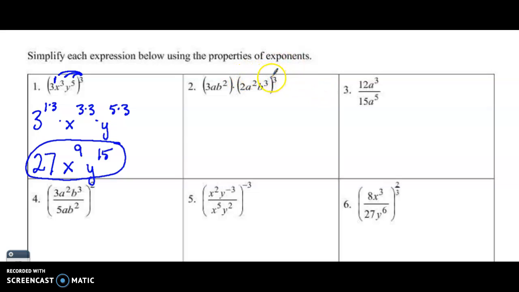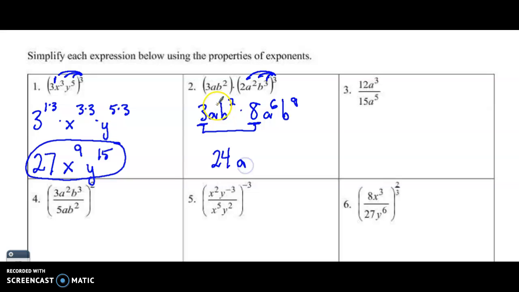Same thing with the next one. Again, notice that I'm doing the power to a power first. That's just how I prefer doing the problem. You don't have to do it my way. But 2 to the 3rd power is 8. Becomes a to the 6th, b to the 9th. Again, I'm multiplying those exponents. And then when I multiply, the coefficients are multiplied together. So this is 24, and I add my exponents. A to the 1st, a to the 6th, that's a to the 7th. 2 plus 9, 11.